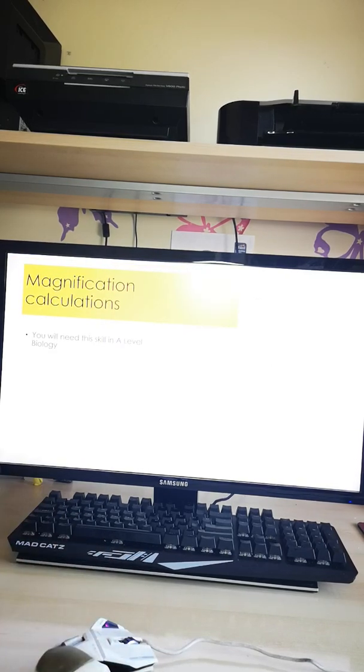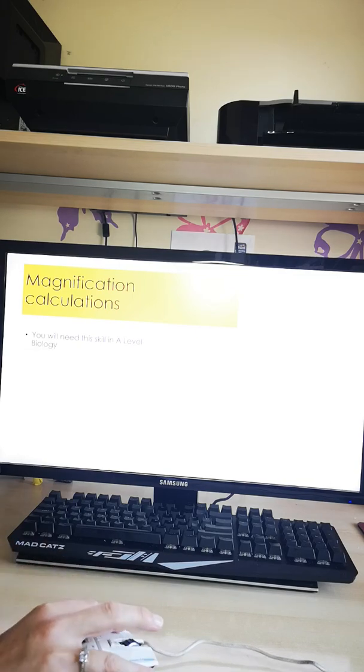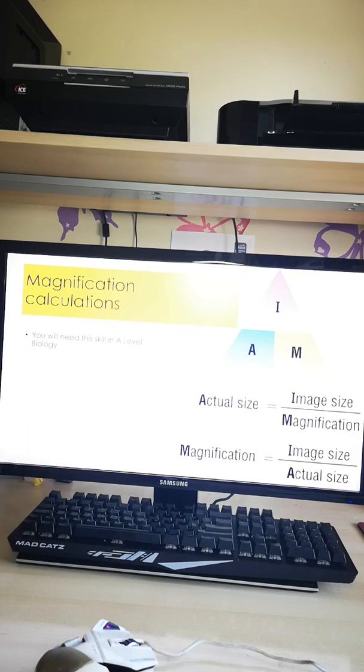So the next skill I want to recap is magnification calculations. This is a skill you are going to use in your cells topic and other topics as well in your A-level biology. So a bit of a recap over there on the side. If you've got the image size, the thing that you can measure with a ruler on the image in front of you, and you've got the magnification, you can divide that image size by the magnification, and that will give you the real size, the actual size of the object.